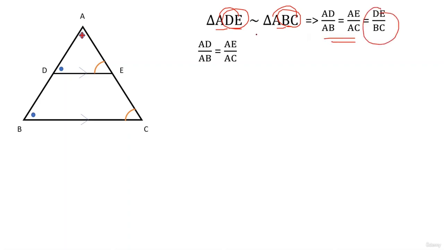Let's take only these two. AD upon AB is AE upon AC. I invert them. Okay, I use invertendo. I invert it. So I'll get AB by AD equals to AC by AE, right? Okay, now I subtract both sides by 1. That is basically dividendo, right? I'll be applying dividendo here.